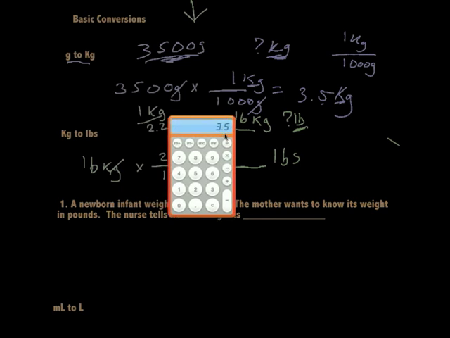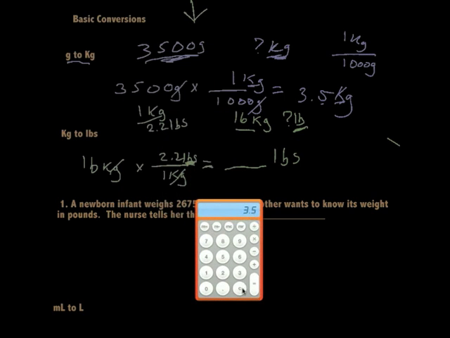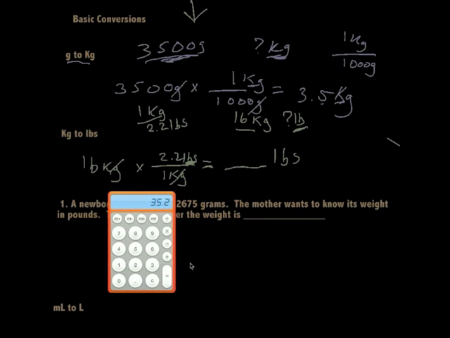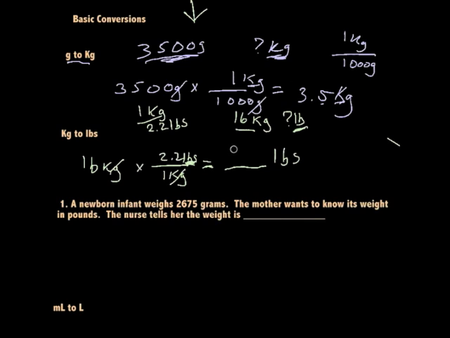Grab my calculator here, plug that in. I've got 16 kilograms times 2.2 divided by 1. You don't have to do the divided by 1, but I'm doing it again just to show complete transparency of the problem. I'm left with 35.2. So I have 35.2 pounds is what the equivalent of 16 kilograms is. So easy day, problem done, right?